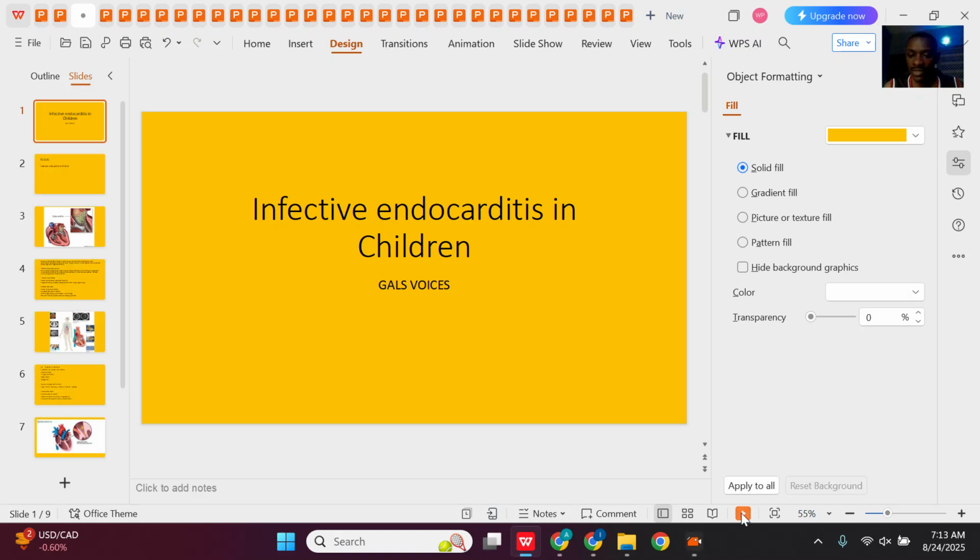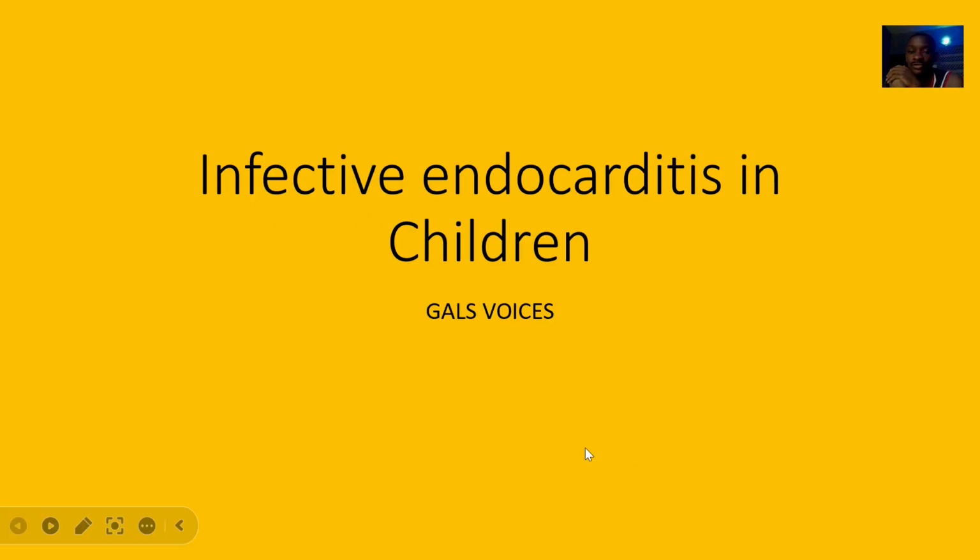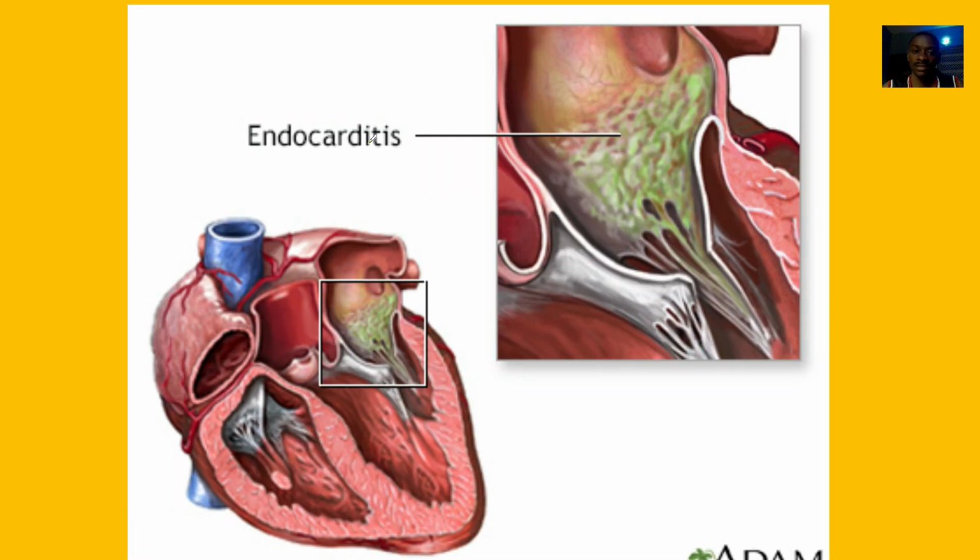Okay, so we are looking at infective endocarditis in children. Infective endocarditis in children. Okay, so endocarditis, of course, if you look at this, inside is the endocardium. That's the muscle of the heart inside. The muscle of the heart outside is what is called the myocardium. So if the myocardium gets inflamed, that's myocarditis. If the endocardium gets inflamed, that's endocarditis. Okay, it's just literal like that.